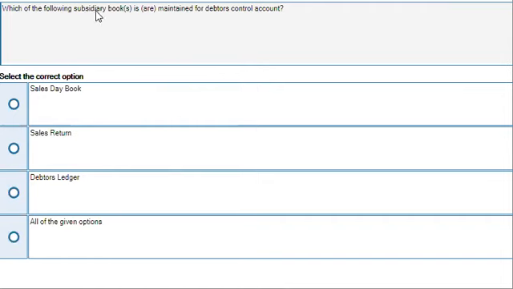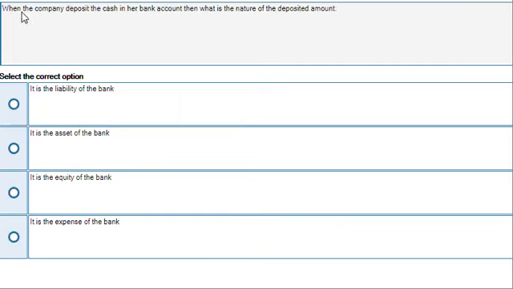Which of the following subsidiary books are maintained for debtor control accounts? Sales, debtor ledger accounts. When the company deposits cash into the bank, what is the nature of the deposit amount? It is a liability of the company.